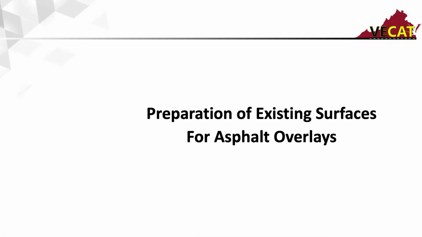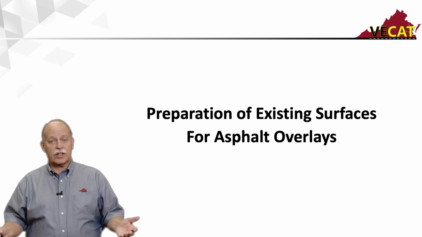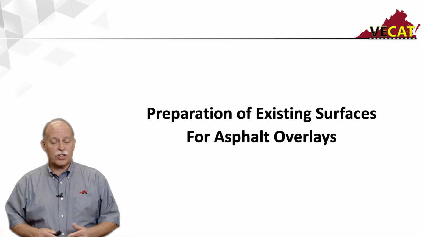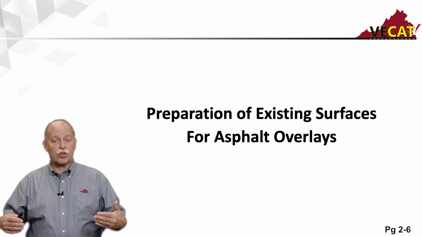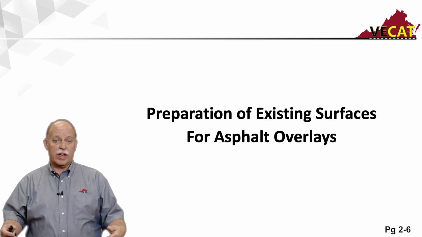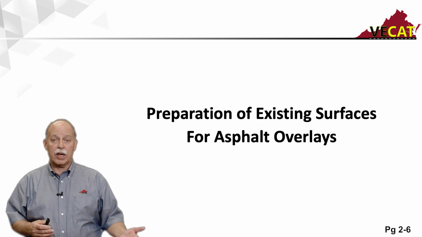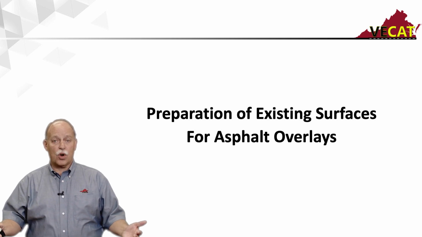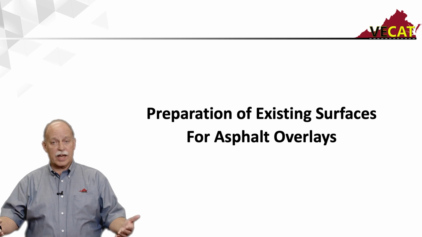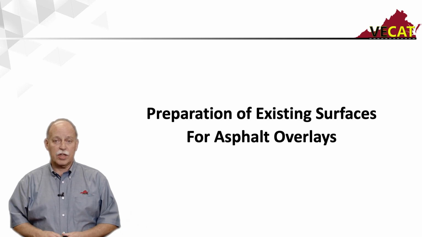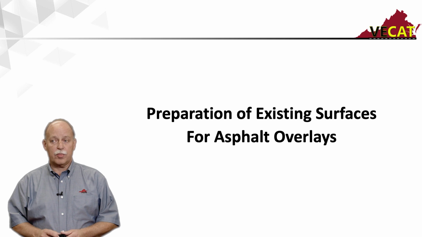Let's talk a minute about the preparation of existing surfaces for asphalt overlays. Most of the activities that occur around the state are maintenance activities, and those are typically either asphalt overlays, or sometimes we'll talk a little bit later about milling, but sometimes we'll mill the existing pavement. But if we're doing an asphalt overlay, that is our typical maintenance activity. We will overlay an existing pavement to ensure we get a long life pavement structure.